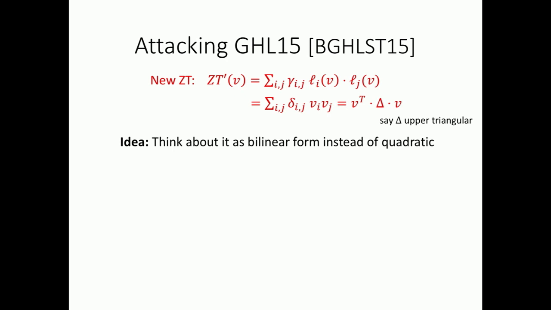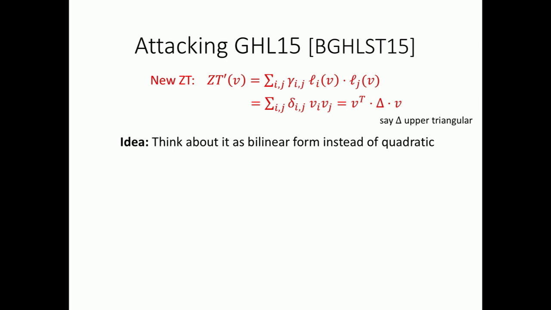And the idea is to say, well, you have l_i of v times l_j of v, but maybe I can try to think about it as sort of a bilinear form. Maybe I can apply all the left-hand guys on some v, and all the right-hand guys on some fixed zero u, and then make it linear again, because one of these guys is going to become linear, and one of these guys is going to become constant, if I evaluate it on a fixed value, and then I'm just going to get a linear function.